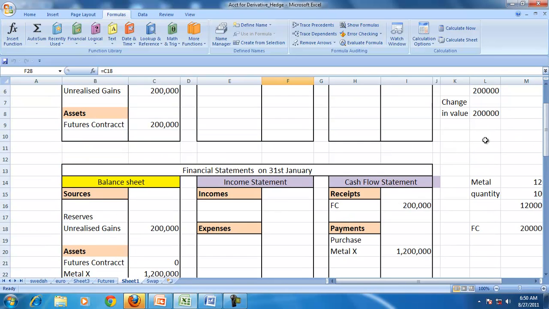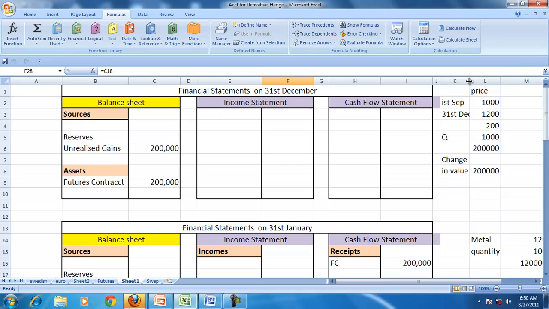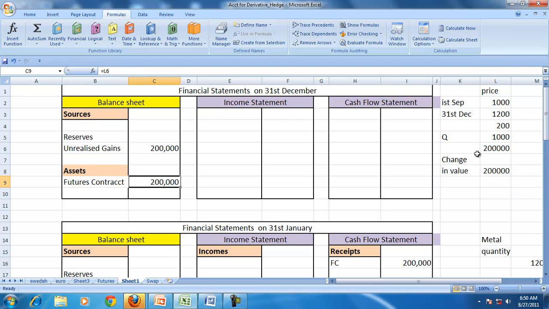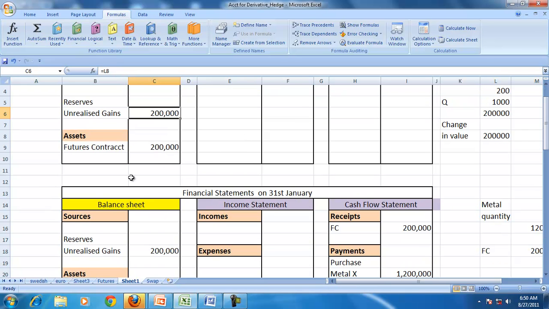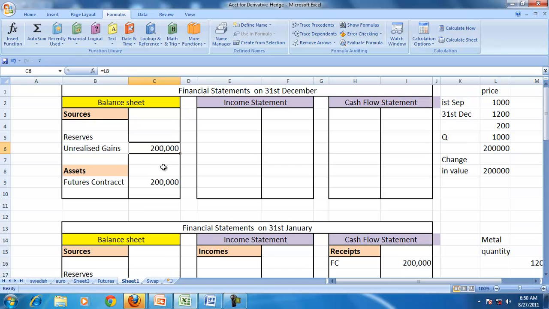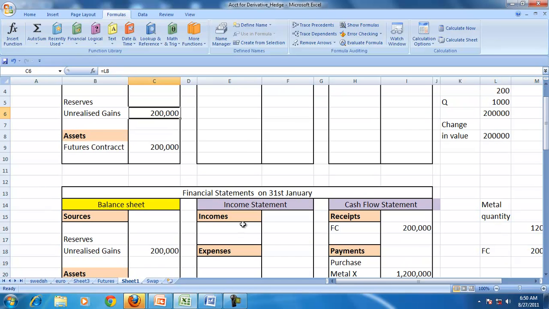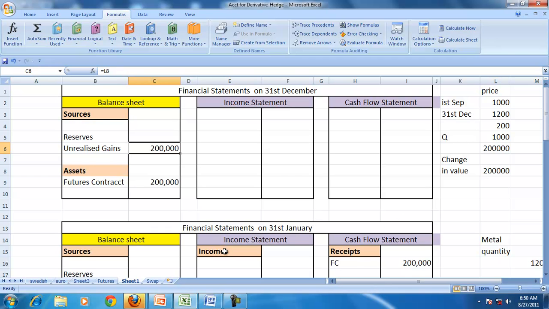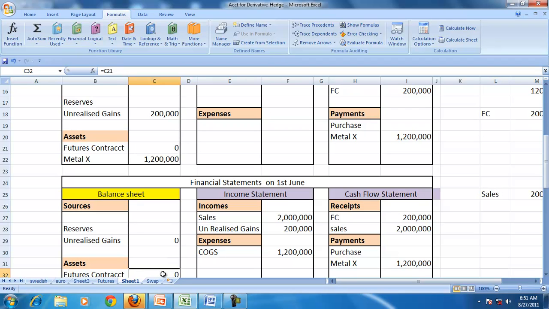To recap, in case of a cash flow hedge, whenever there is a revaluation, first of all, you have to revalue the contract and show that as an asset, and the corresponding change in the value will be kept in the reserves or equity as an unrealized gain. And on every subsequent date, the forward contract will be revalued, and the change will keep on adding to the reserves, and the reserves are transferred to the income statement only when the hedged item affects the income statement. Till that moment, you will not transfer the unrealized gain to the income statement.